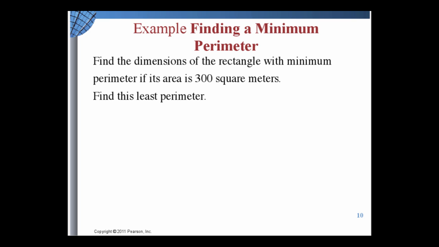Here's an application. We want to find the dimensions of the rectangle with minimum perimeter if its area is 300 square meters. Find this least perimeter. These are common problems, maximizing and minimizing, with dimensions and areas and perimeters. So think about how you would go about solving this problem for a second here, and then maybe pause the video and see what you can come up with, and then we'll take a look at how we go about doing this problem.